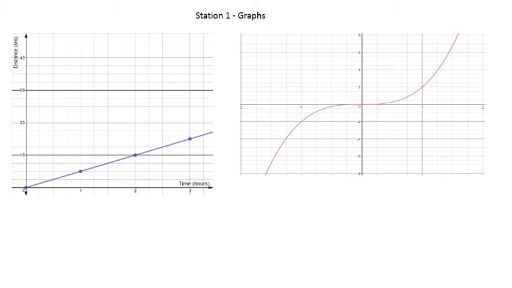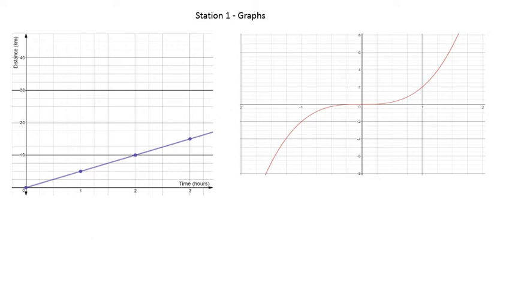So at station one, you're looking at graphs and trying to identify whether they are linear or non-linear. When you're looking at a visual representation like a graph, you have to depend on interpreting the properties of what you're looking at to identify it as linear or non-linear. And with graphs, it's actually pretty straightforward. Something that's linear will manifest visually as a straight line.